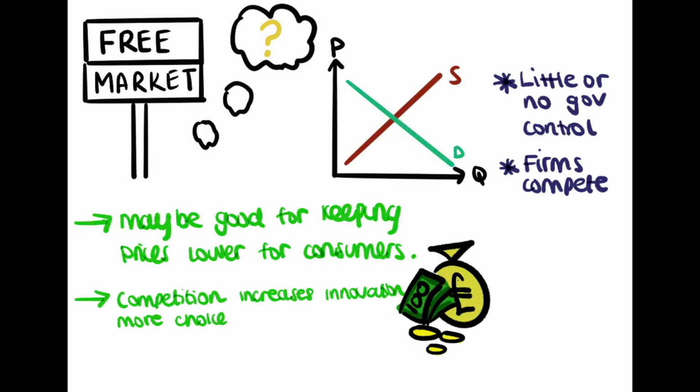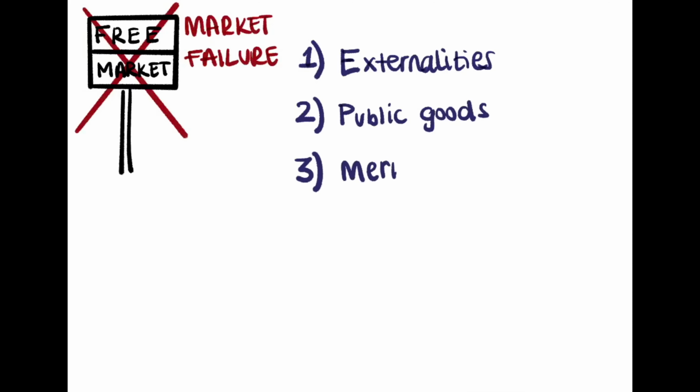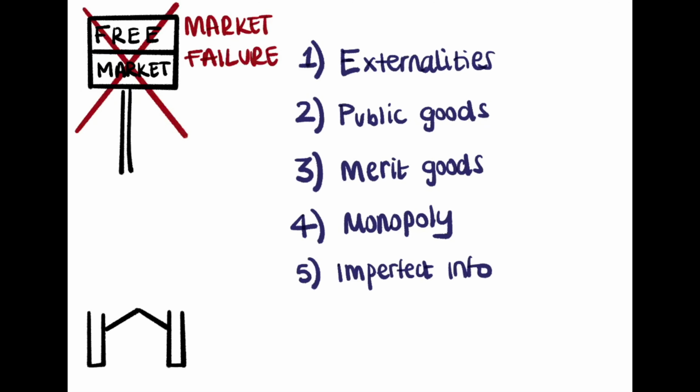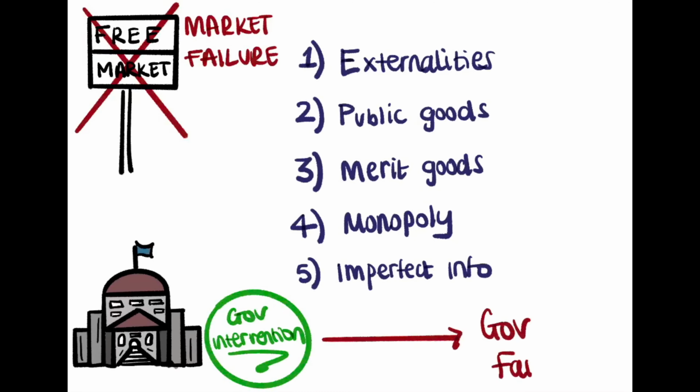When the free market fails to allocate resources efficiently, this is called market failure. In the next few videos, we'll take a closer look at these market failures in closer detail. They include externalities, public goods, merit goods, monopoly, and imperfect information. When markets fail, the government can intervene, but remember, they can also fail in their intervention.